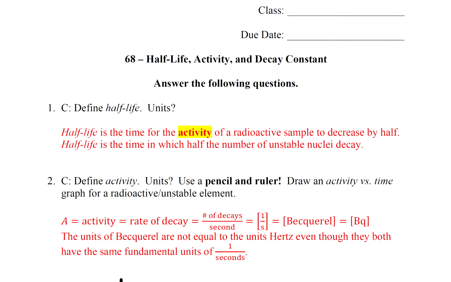Question 3, complete the following sentences. After 1 half-life, the activity of the radioactive sample will decrease to half the original activity. After 2 half-lives, the activity of the radioactive sample will reduce to 1/2 times 1/2, which is 1/4 the original activity. And after 3 half-lives, the activity of the radioactive sample decreases to 1/2 times 1/2 times 1/2, which is 1/8 of the original activity.